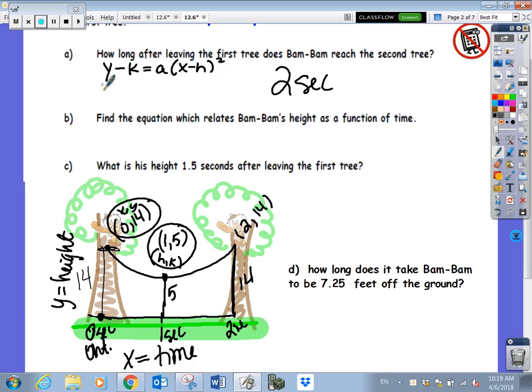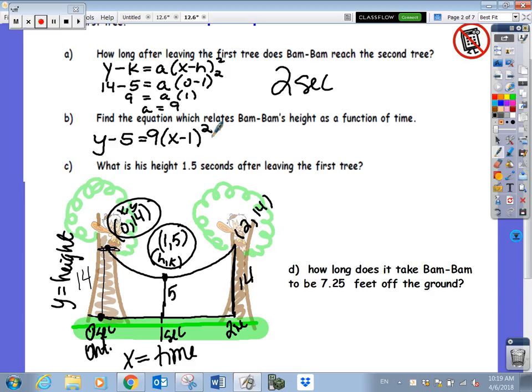So y is 14, k is 5, a is what I'm looking for, x is 0, h is 1 squared. So I get 9 equals a times negative 1 squared. So a is equal to 9. So now I have all the parts to write my equation of a parabola. Y minus 5 equals 9 times x minus 1 squared.